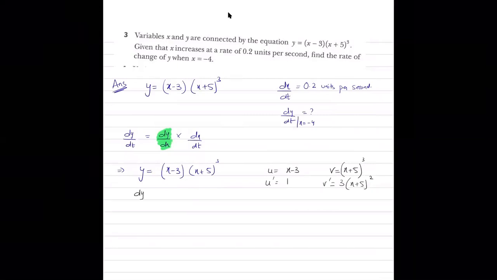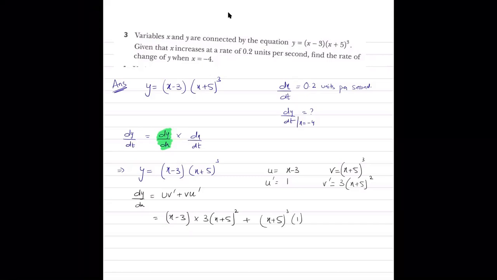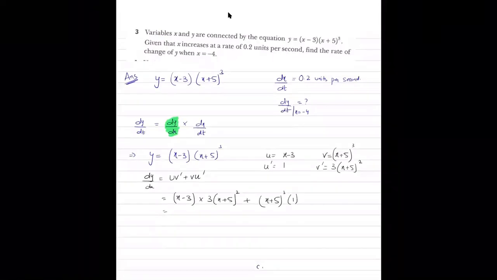So dy by dx is going to be equal to u v prime plus v u prime. u is x minus 3. v prime is 3 times (x plus 5) the whole thing squared. That's u v prime, plus v is (x plus 5) cubed, and u prime is 1. So if I simplify this, I get 3 times (x minus 3) times (x plus 5) squared plus (x plus 5) cubed.